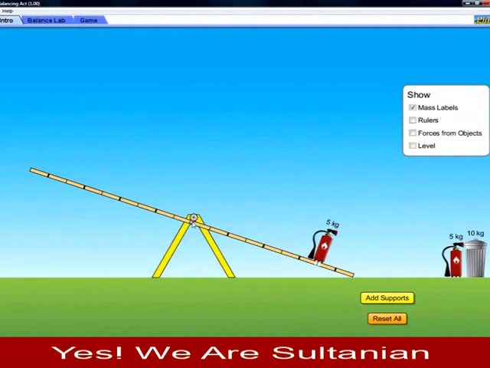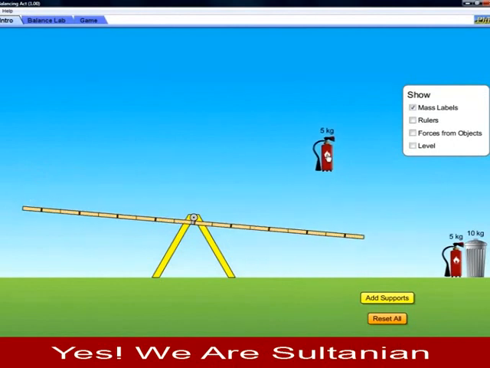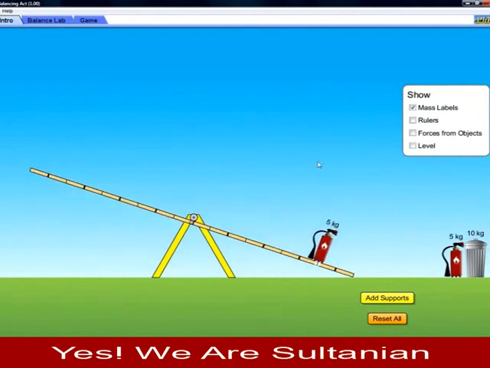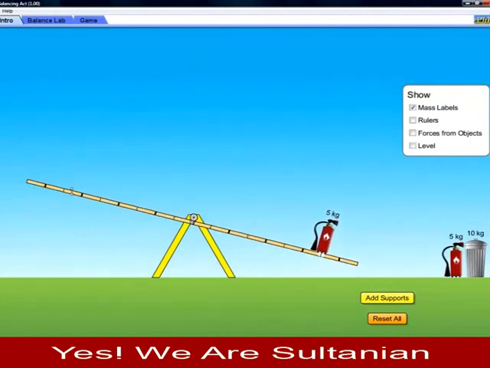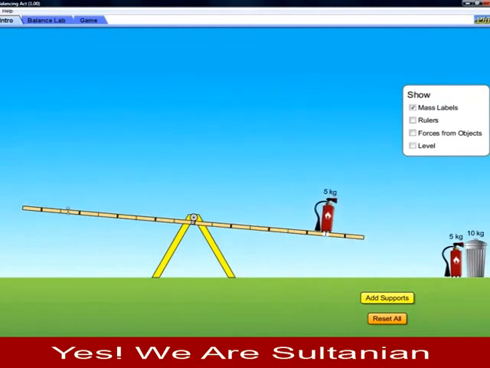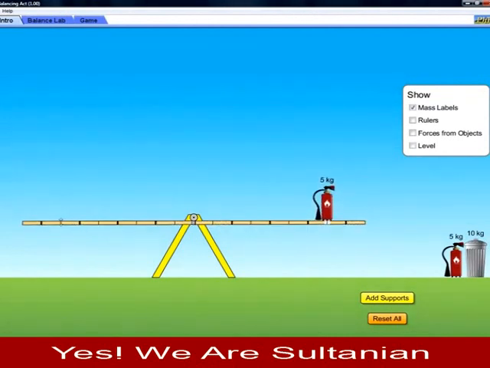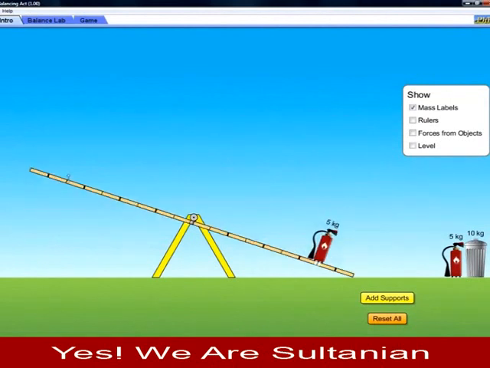Now, it's important to understand that what's happening to the seesaw is it's pivoting around the pivot. See? Turning around the pivot. If I want to turn it the other way, I have to apply a force. Now, as you have worked out, the amount of force I have to apply to overcome the force of the fire extinguisher depends on where I apply the force.